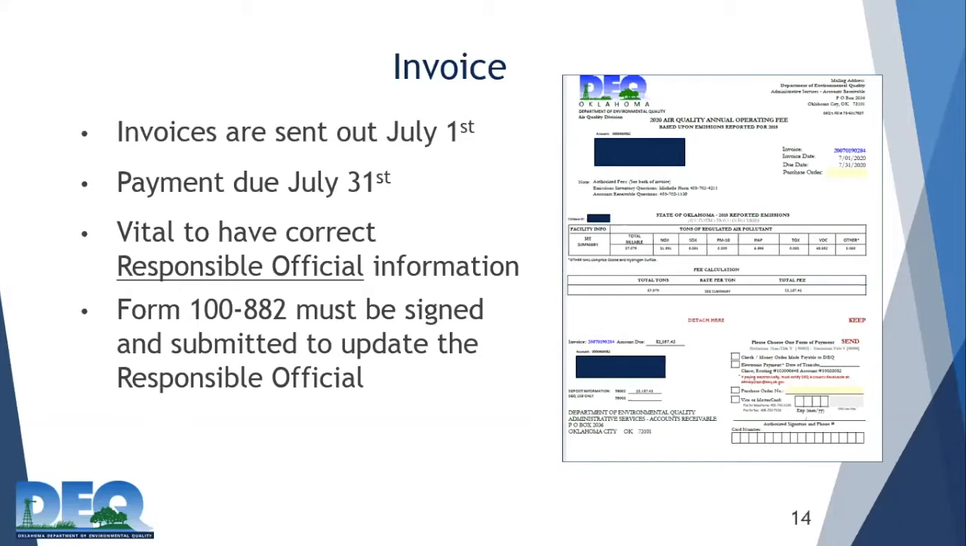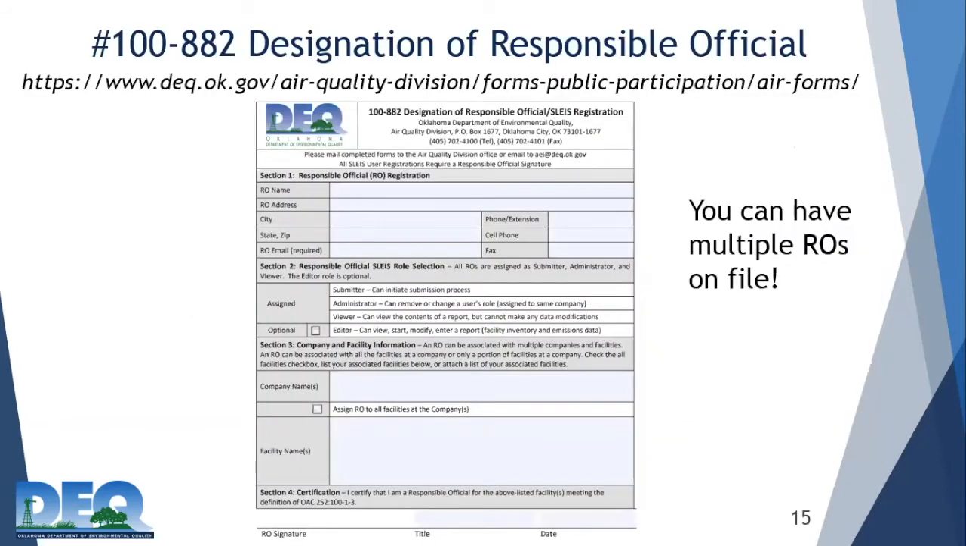Here's what an invoice looks like, and we send it out July 1st. It's due 30 days later. It's very important that we have the correct responsible official information because that's who we send the invoice to. And if the RO at your facility or at your company has left and you need to change that, you can utilize Form 100-882, which looks like this. And now with SLEIS, we are able to have multiple ROs for a company or facility.